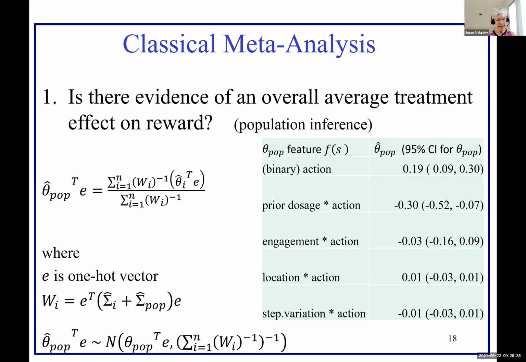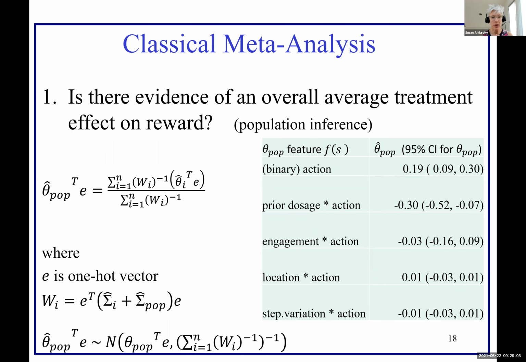Again, each one of these estimators is a weighted estimator of the individual specific coefficients, and these weights are just from the variance components. Like I said, it's classical meta-analysis. And you see from the first row of the table that indeed there does appear to be some positive effect, increasing step count when you send a suggestion versus not.